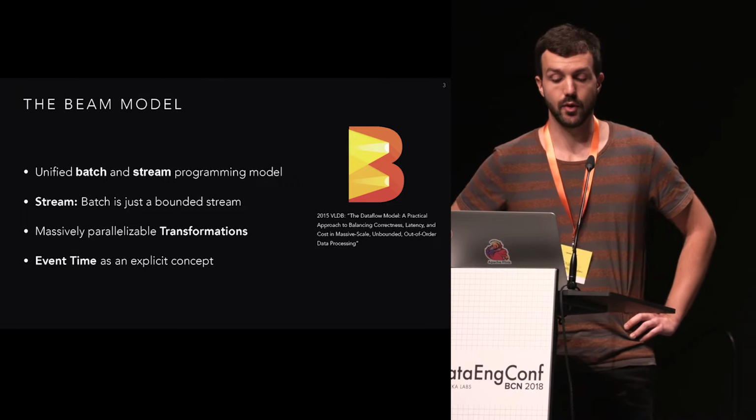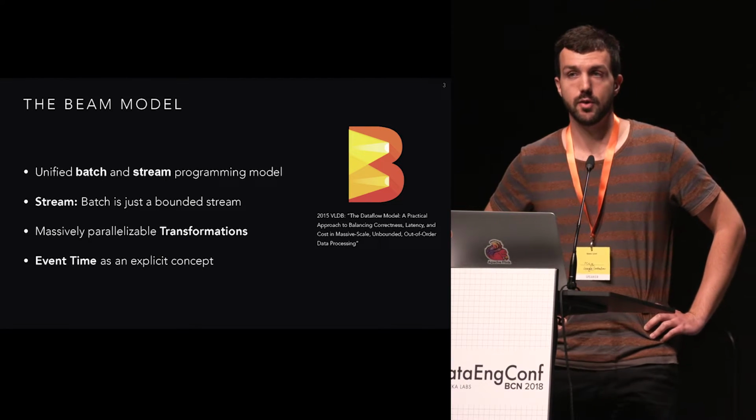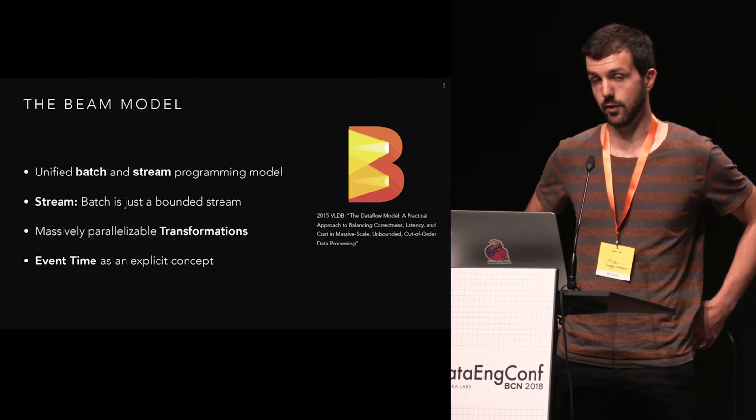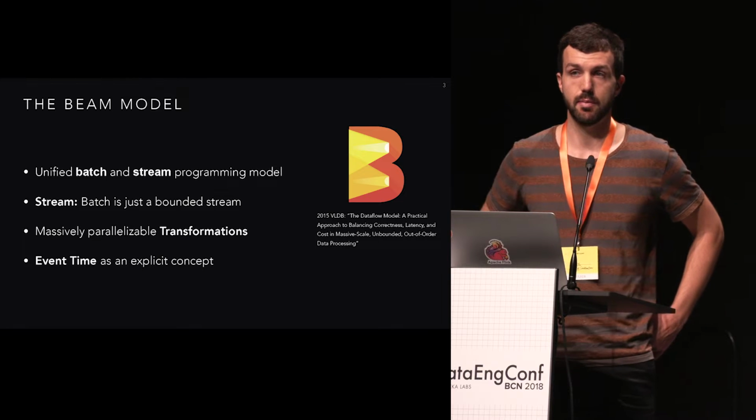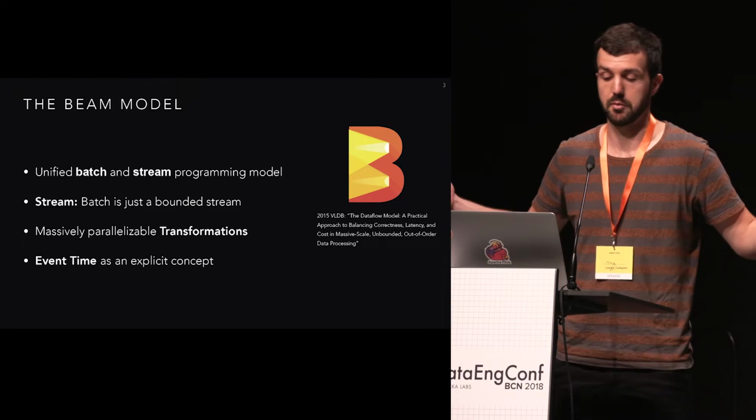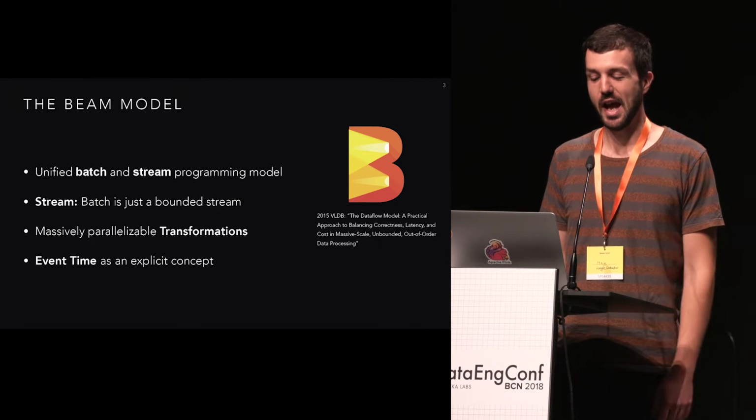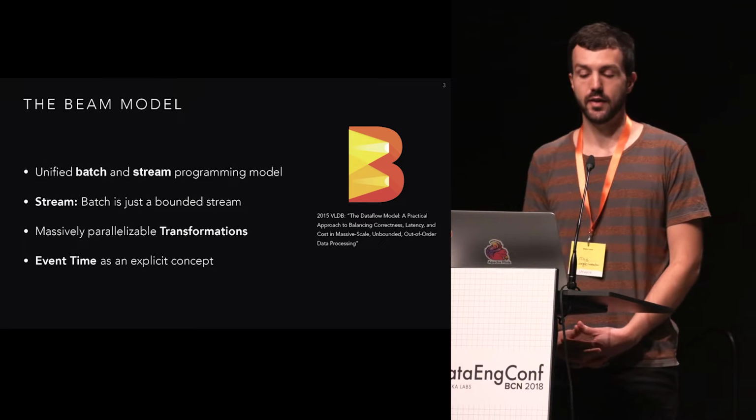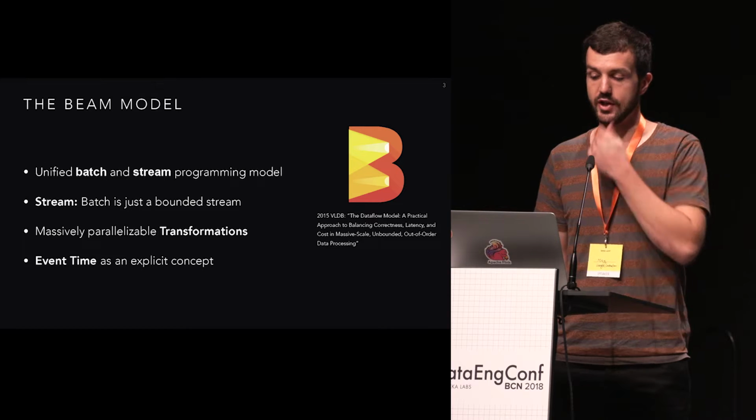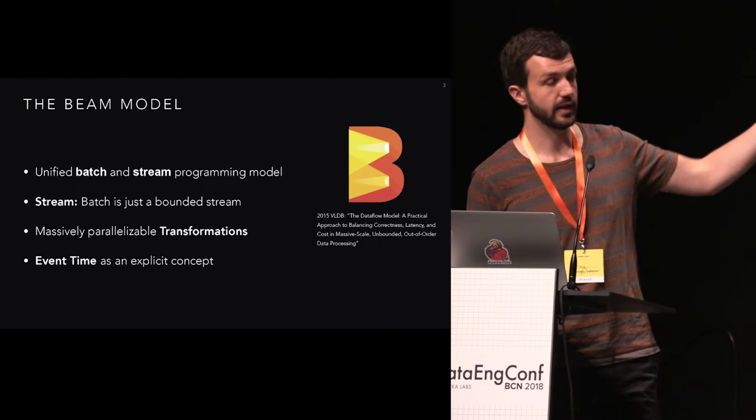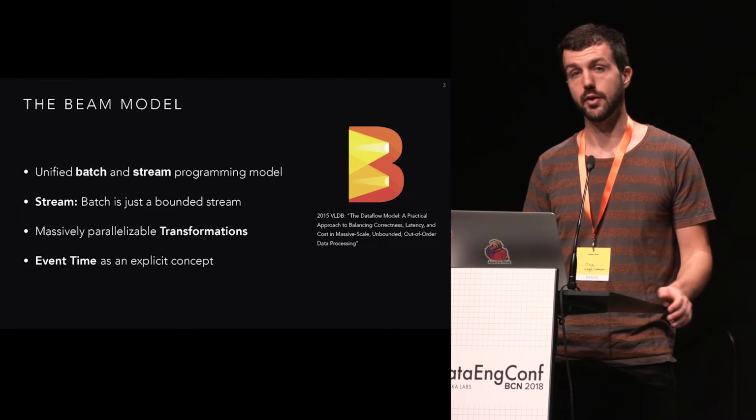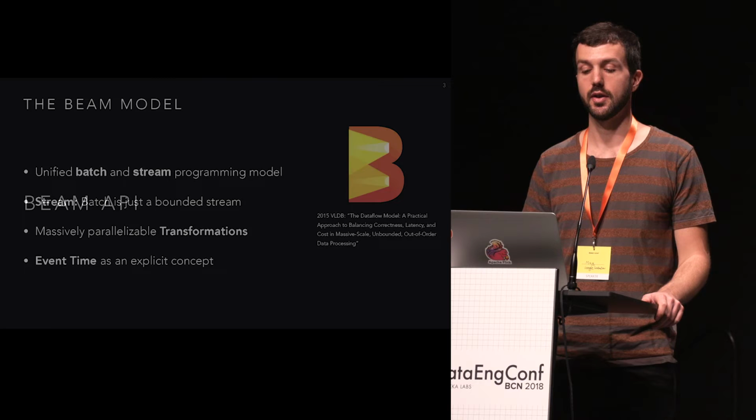In Beam you define your processing pipelines, and then you apply transformations in these pipelines, and they are massively parallelizable. So this is the concept of Beam. It's for big data, just in case you didn't know. And one of the other concepts that's really innovative in Beam is the concept of event time, which I will touch on in a bit. There's also an excellent paper which sums this whole model up if you're into papers. Otherwise, just listen to my talk.